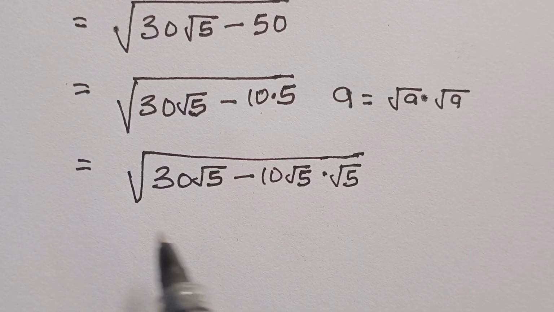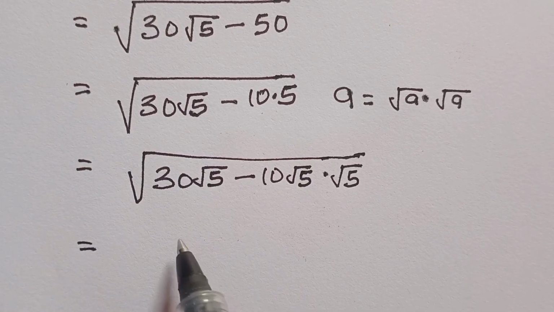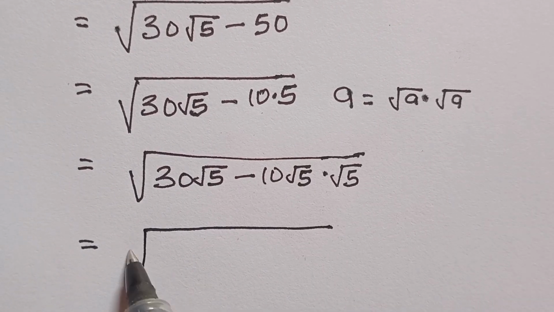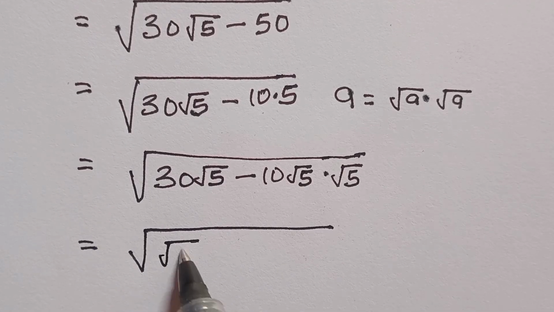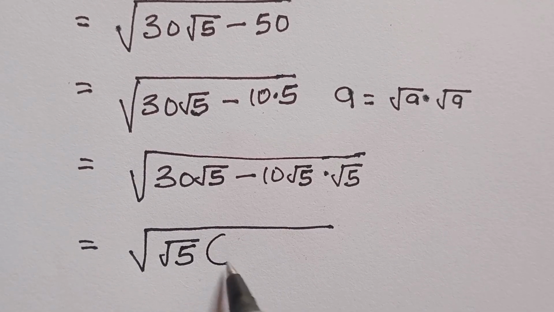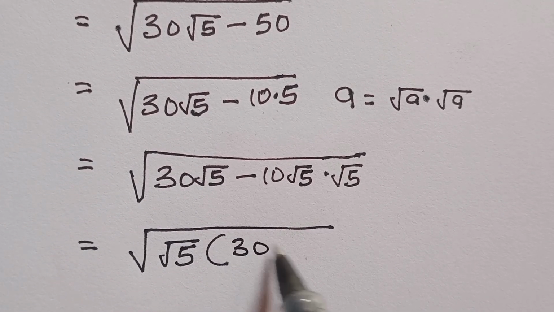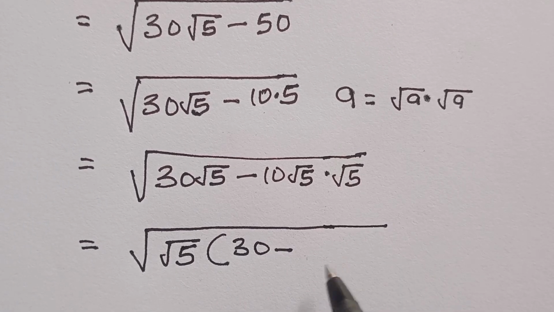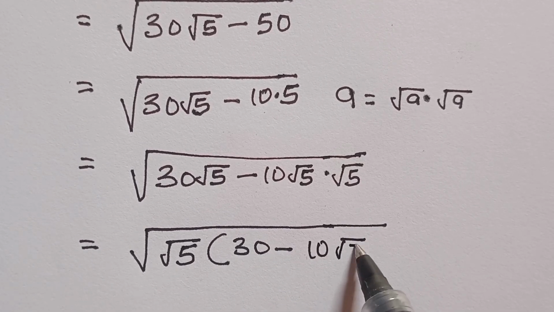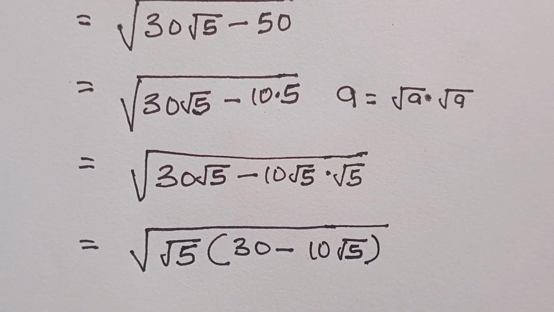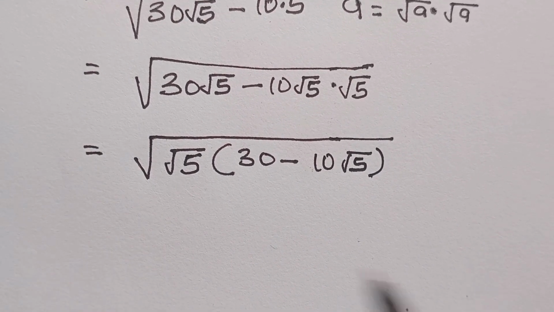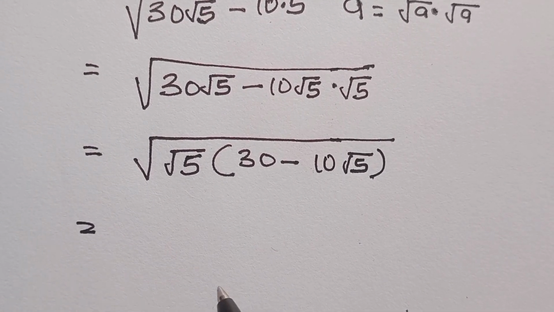Once you understand it up to this stage, let's just move on. I will factor out square root of 5 from both sides because square root of 5 is common to both sides. I will now be having square root of 5 into bracket 30 minus 10 square root of 5, everything close bracket.